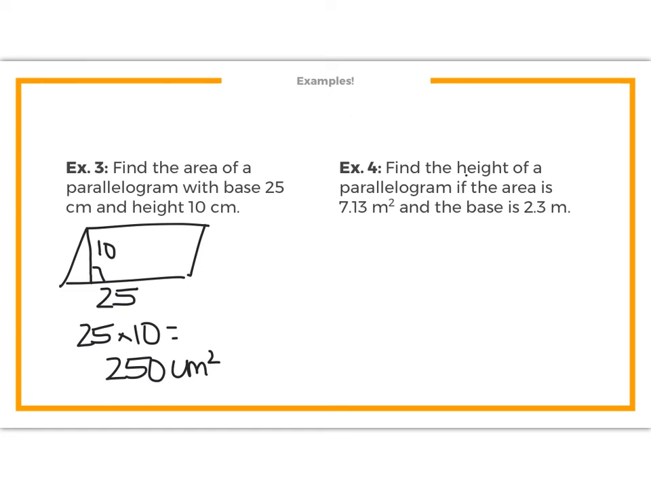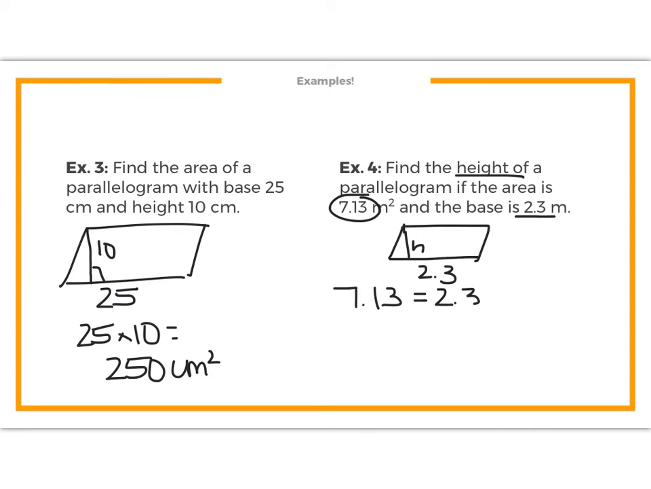Example 4, I'm asked to find the height of a parallelogram if the area is 7.13 meters and the base is 2.3. I'm going to think, okay, this is 2.3. I don't know my height, but I know that 7.13 has to equal 2.3 times h. To get h by itself, I'm going to divide by 2.3. And I get that 3.1 meters equals my height.